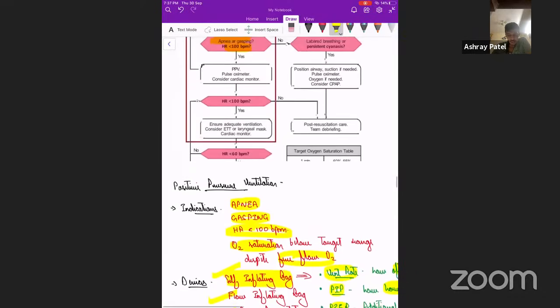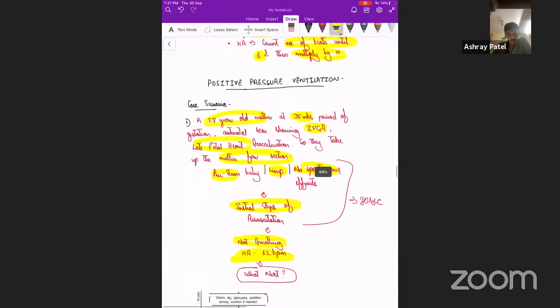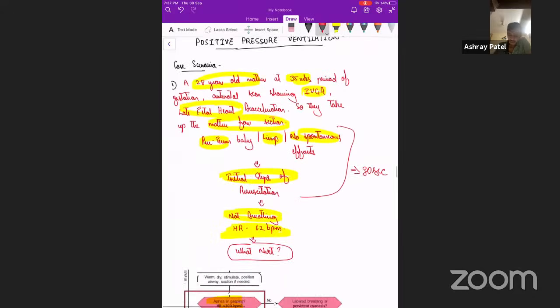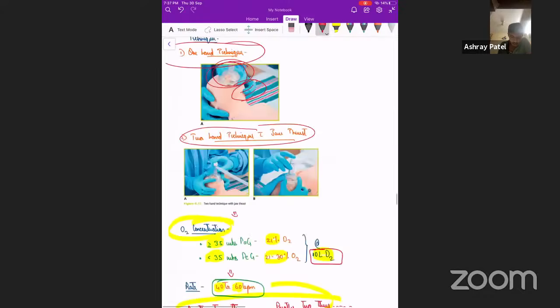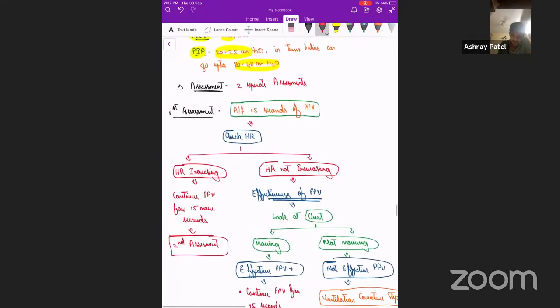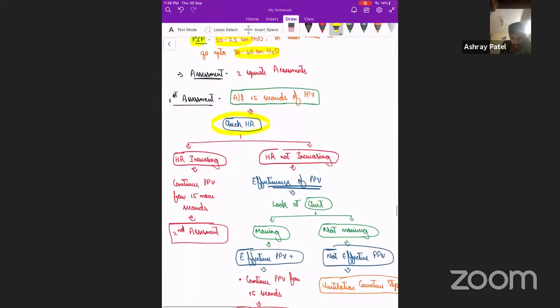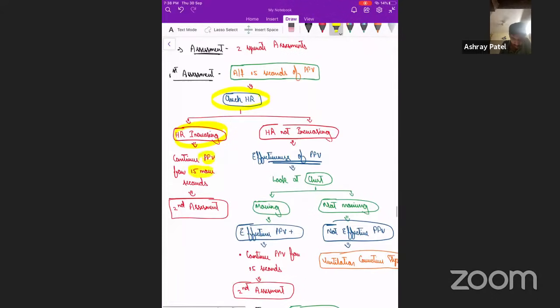So now let's come back to our case. We have given good positive pressure ventilation. One of the scenarios arises that the baby begins to cry and heart rate is more than 60 beats per minute. We have given positive pressure ventilation for 15 seconds. That is when we need to do our first assessment. So we go ahead and check the heart rate of the baby. In our case scenario, the heart rate is increasing. Now what do we do? We continue positive pressure ventilation for another 15 seconds and do a second assessment.